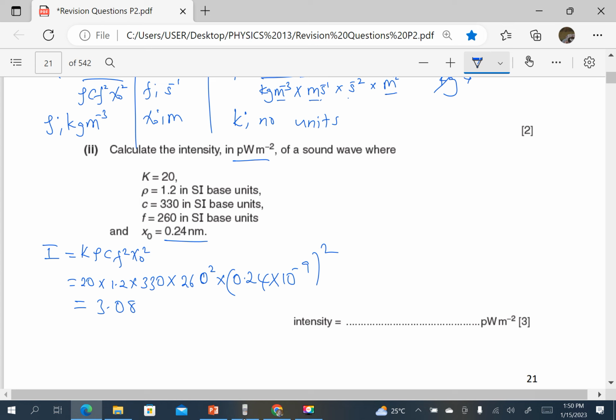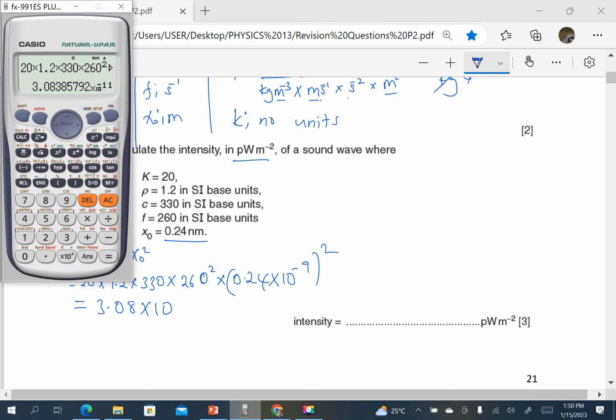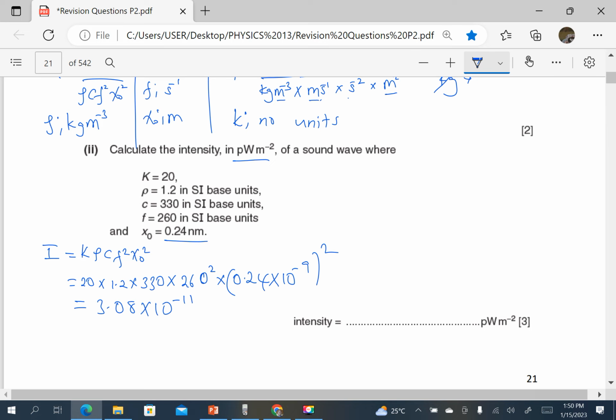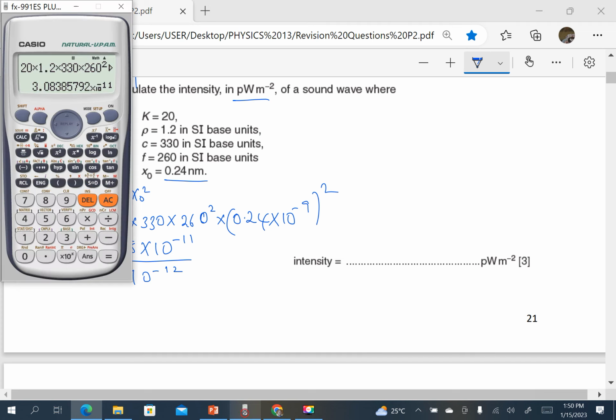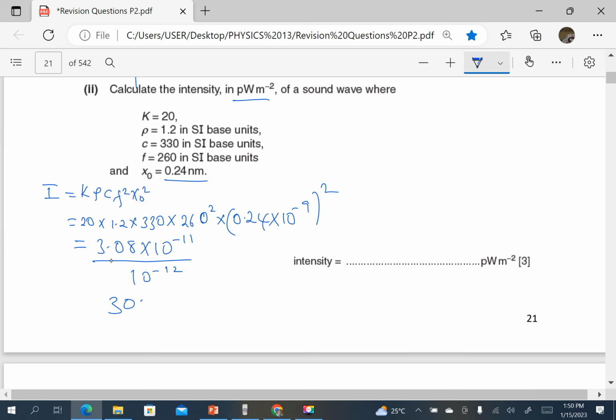3.08 times 10 power negative 11. But we want the answer in pico. So we divide this by 10 power negative 12. So I'll just say the answer divide by 1 exponent negative 12, that is pico. And that is 30.8 pico watts per meter squared. So 30.8, or approximately 31.